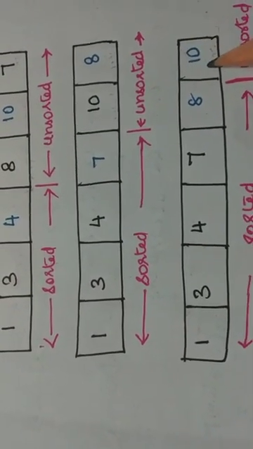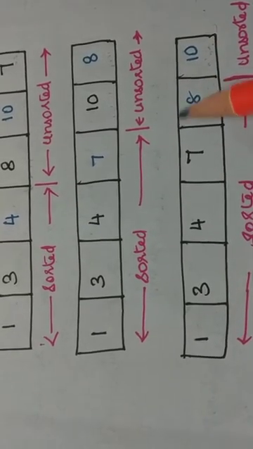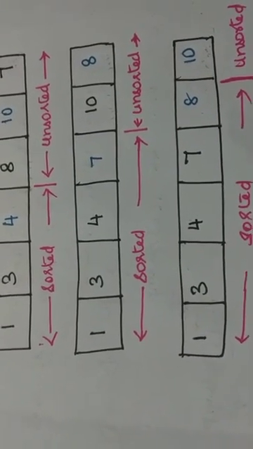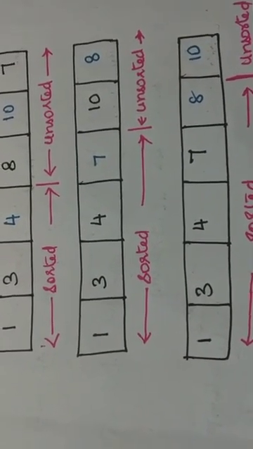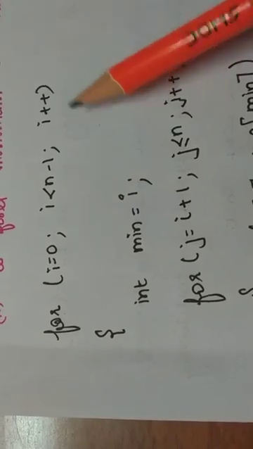Why selection sort? We select the minimum value, swap it, and insert it in the sorted sublist. That's the name selection sort. Now we'll see how it is implemented. We will see the implementation of our selection sort.